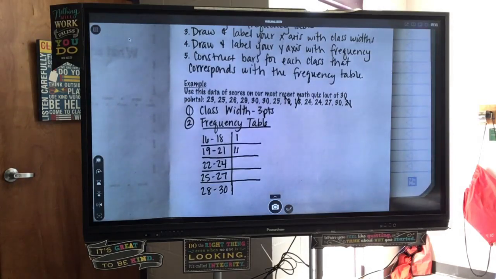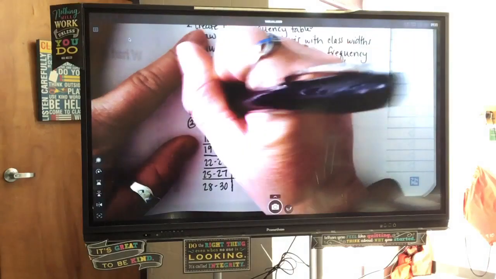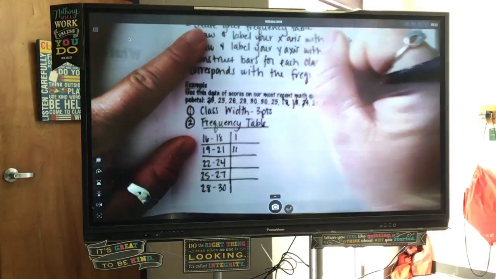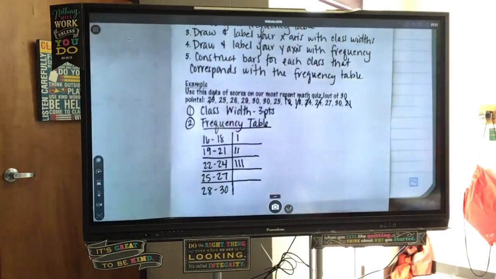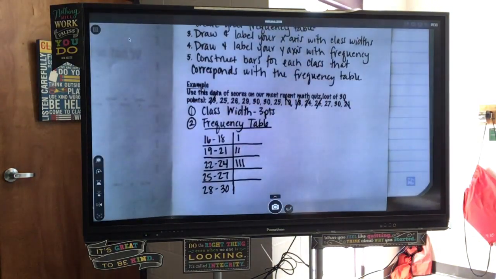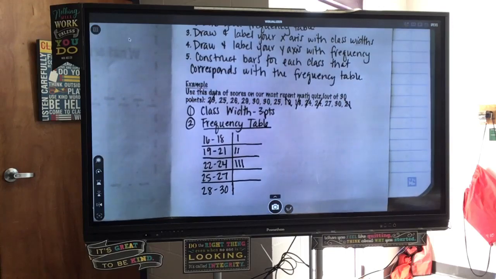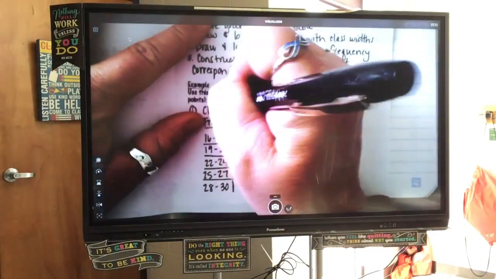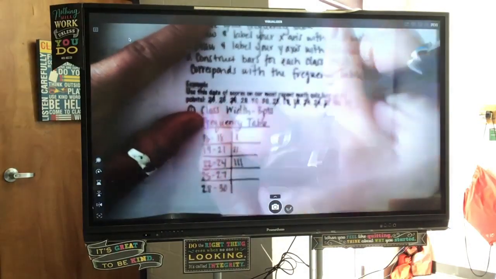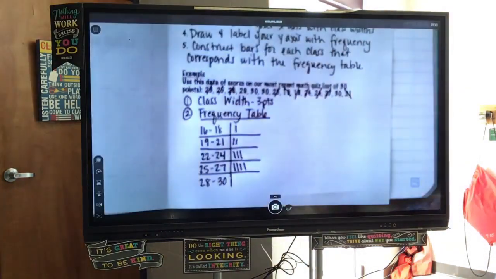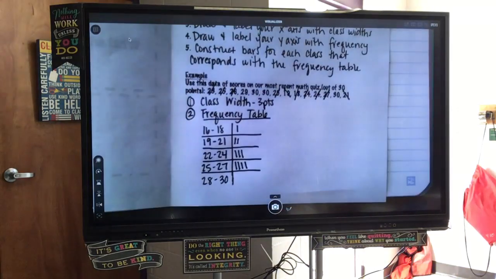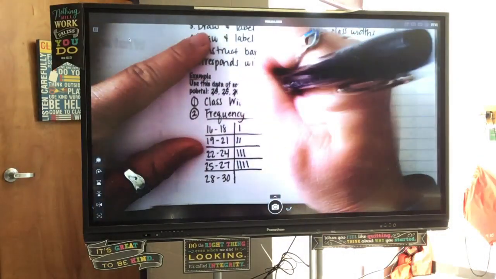All right. So how many do we have that fall between 22, 23, and 24? Which one? We have 3. So we have 23, 24, 24. So we have 1, 2, 3. All right. How many fall between 25, 26, and 27? Camden. We have 4. So 25, 26, 25, 27. And then how many fall between 28, 29, and 30? How many do we have? William? 4. So 29, 30, 30, and 30.